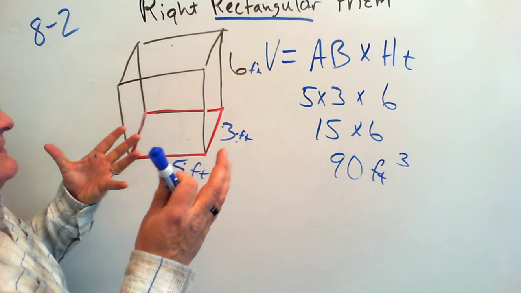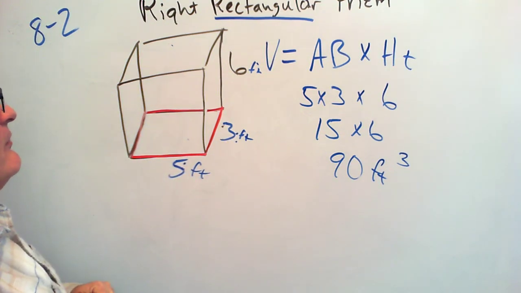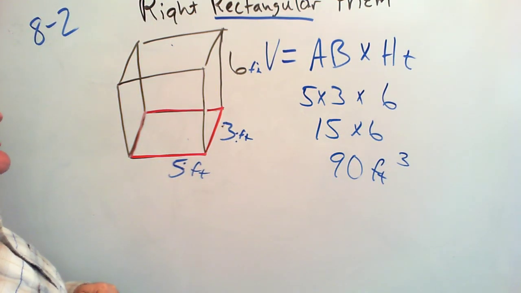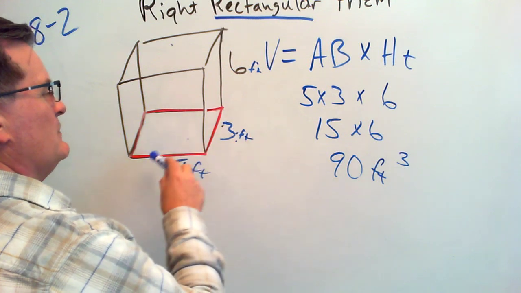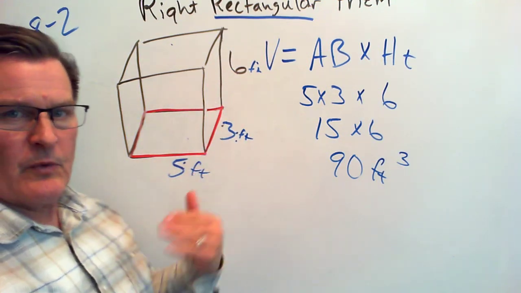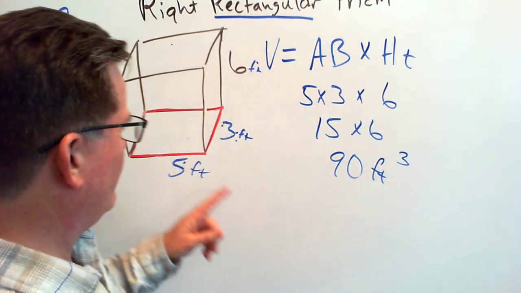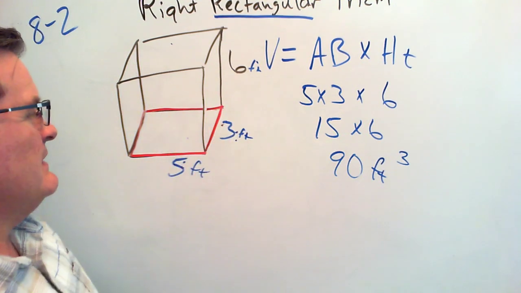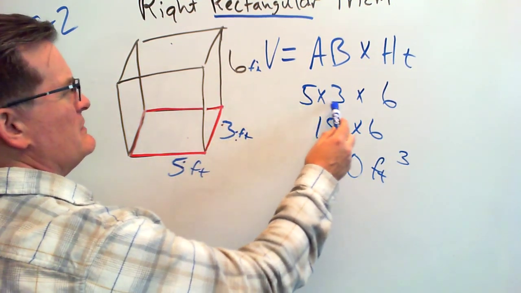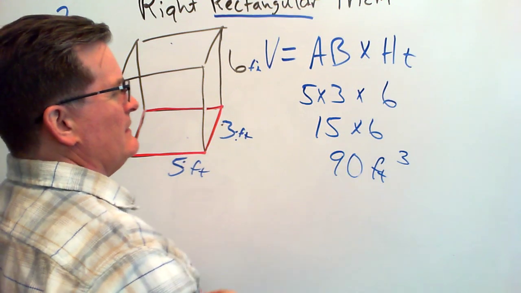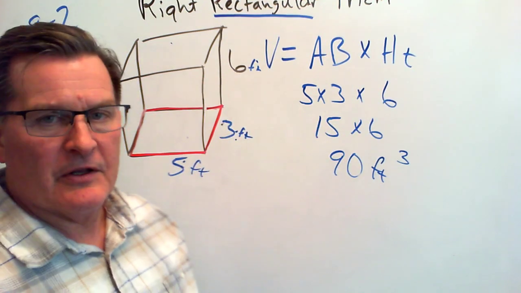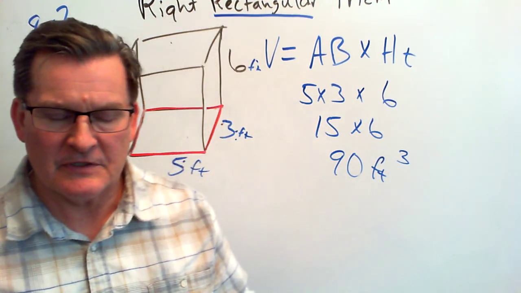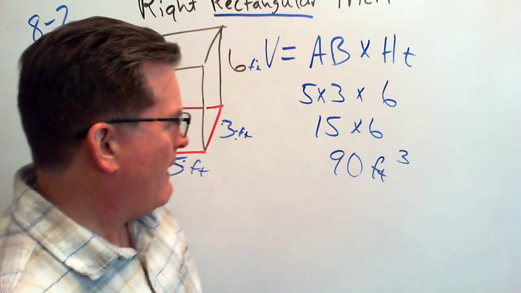So that's it. Pretty simple to find the volume of a right rectangular prism. Area of the base, where the base is a rectangle. A square would fit the same criteria, so a square would maybe be a 3 by 3. Still, you find it the same way. Area of the base, 5 times 3, times the height, in this case 6, multiply them all together, and you're done. It's really that simple. So have fun with these.